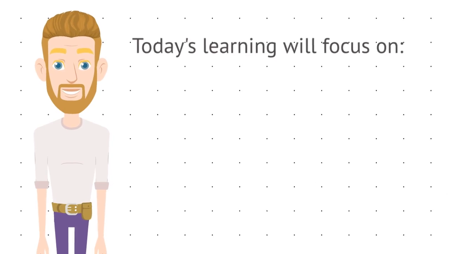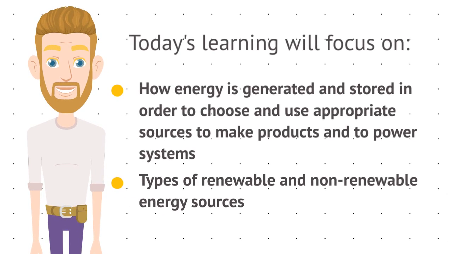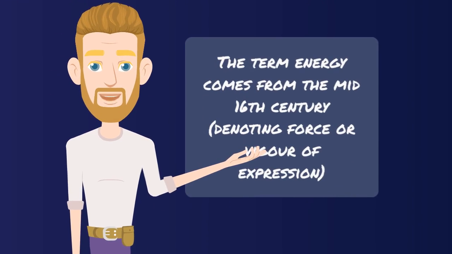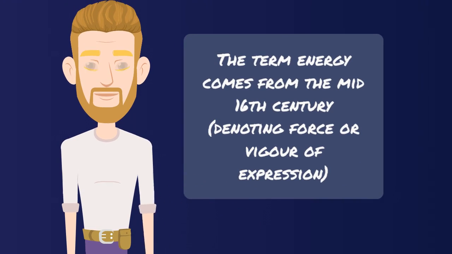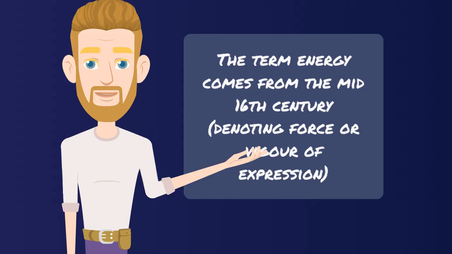Today's learning will focus on how energy is generated and stored in order to choose and use appropriate sources to make products and to power systems, types of renewable and non-renewable energy sources. The term energy comes from the mid-16th century, denoting force or vigour of expression.